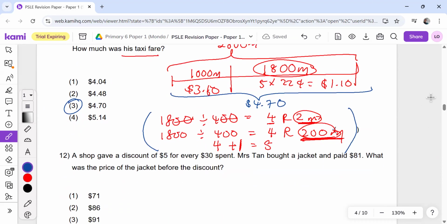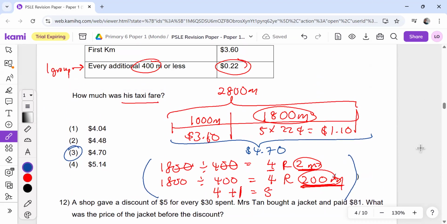Okay, let's go on to question number 12. Any questions so far before we go on? Any question? A little bit of question, not sure? Raise your hand now. I think we have time to answer a few questions.